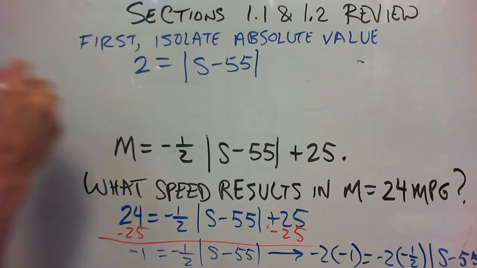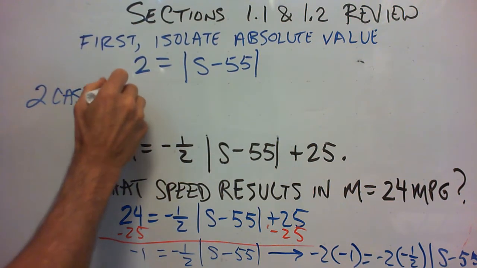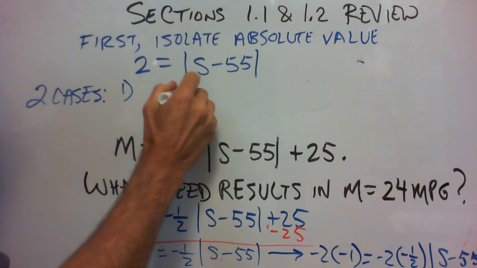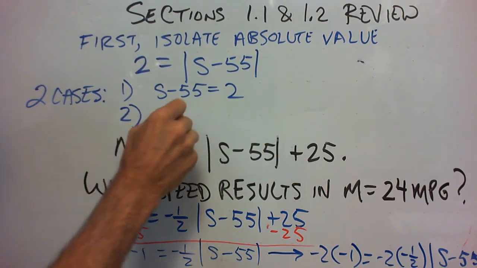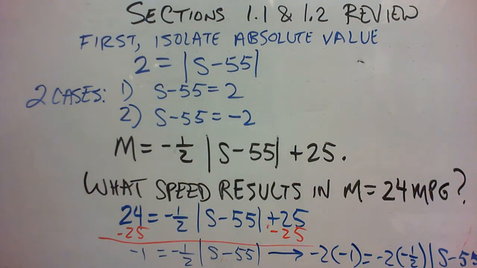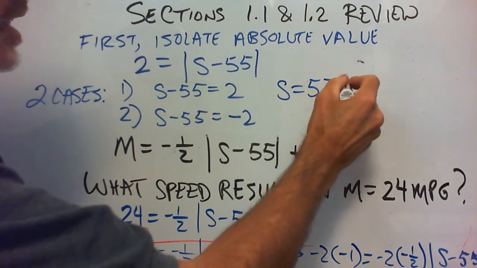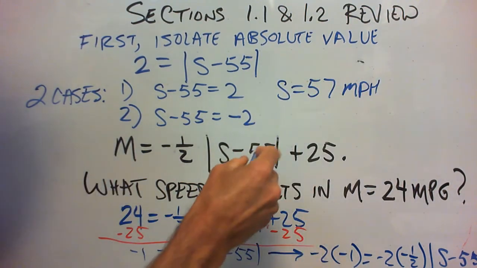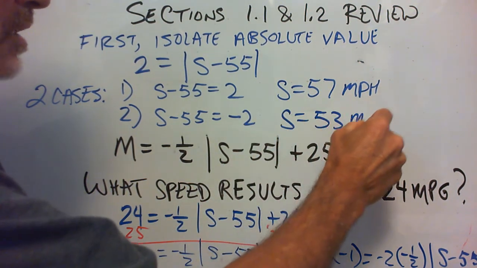So we have our two cases. One where s minus 55 equals +2, and the second case where s minus 55 equals -2. Those are pretty easy equations to solve just looking at them. In our first case, s is 57 miles per hour. In the second case, s is 53 miles per hour.